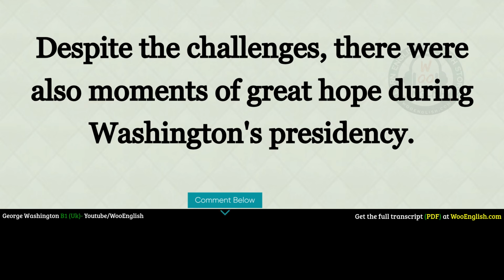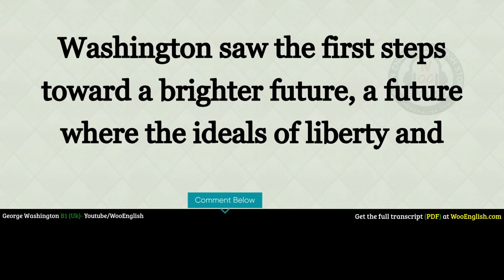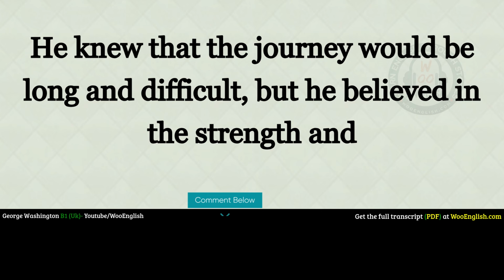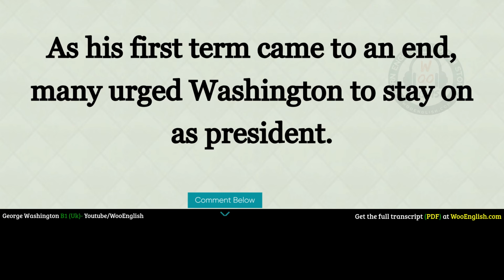Despite the challenges, there were also moments of great hope during Washington's presidency. The new government began to take shape, and the country started to grow. Washington saw the first steps toward a brighter future, a future where the ideals of liberty and justice could flourish. He knew that the journey would be long and difficult, but he believed in the strength and determination of the American people. As his first term came to an end, many urged Washington to stay on as president.